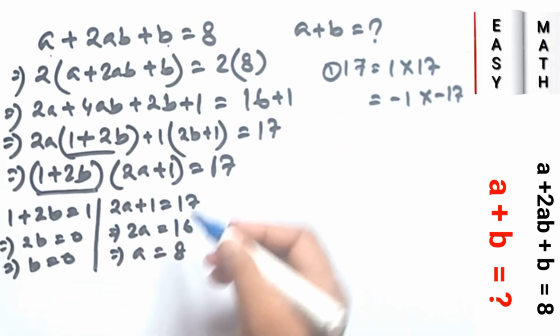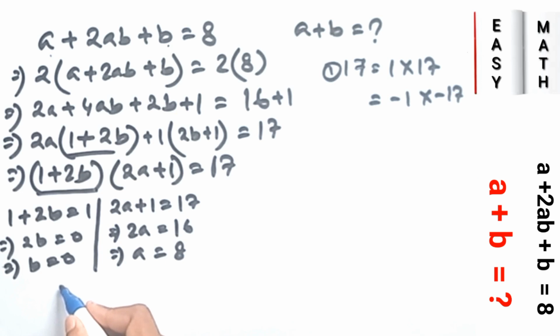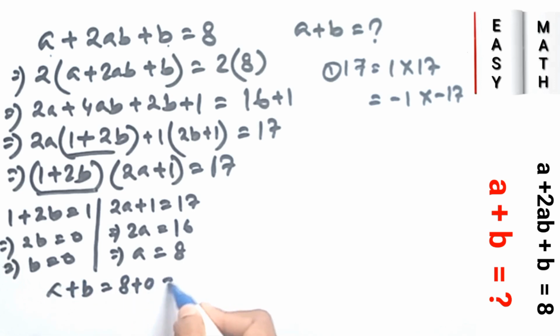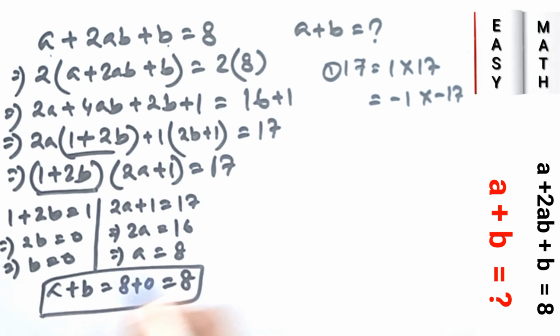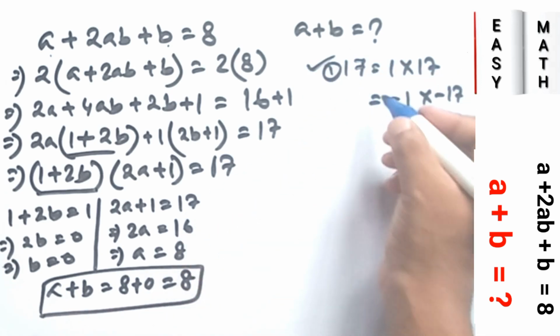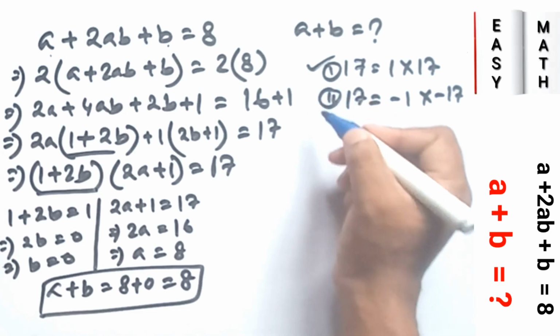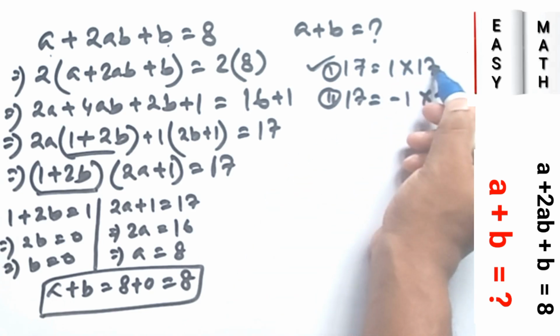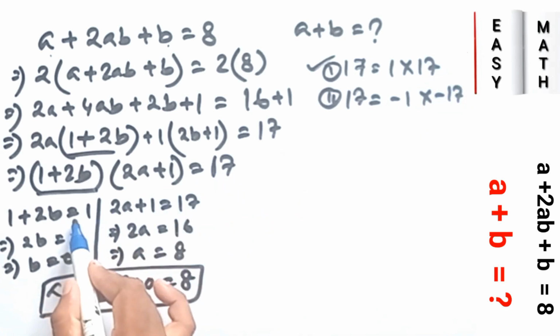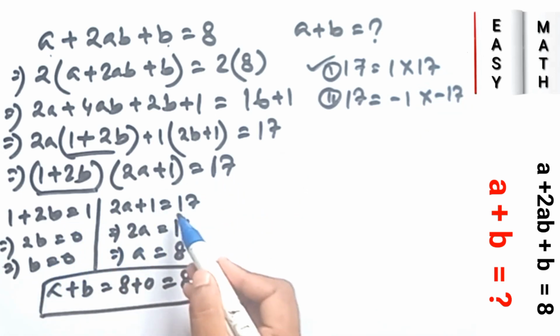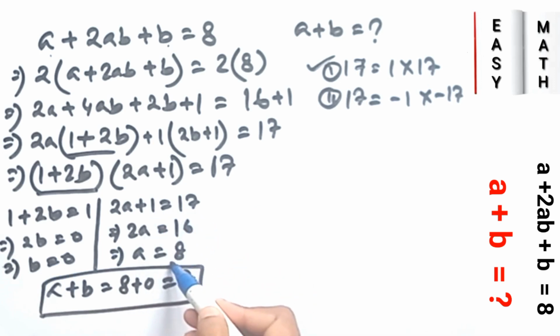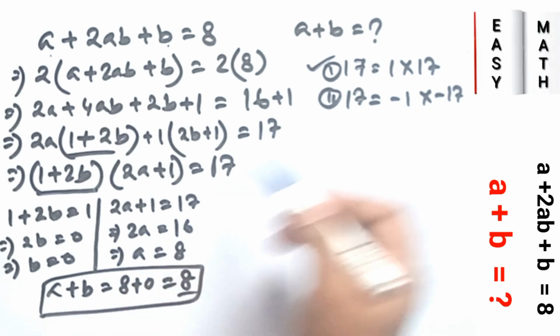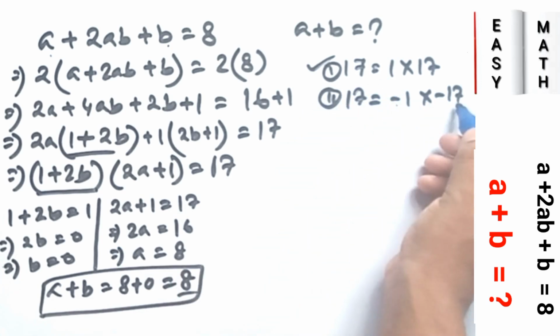And in case number 1 we find a plus b is equal to 8 plus 0, which is 8. From here we can find this, case number 1. And case number 2, if the 17 is here and 1 is here, then a value is 8 and b value is 0, so a plus b is 8, and this is minus 17.